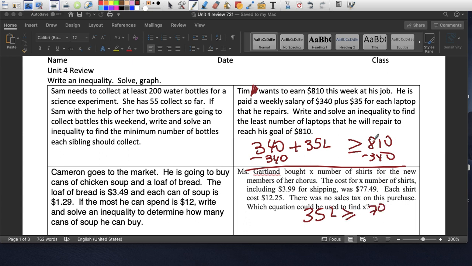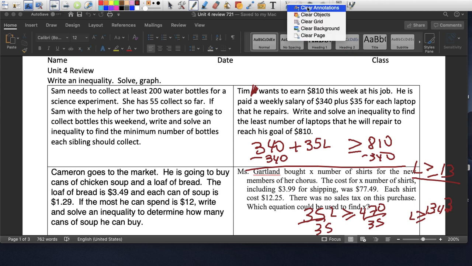11 minus 4 is 7, and then 7 minus 3, 470. Divide both sides by 35. The minimum number of laptops that he has to fix is 470 divided by 35, which equals 13.42 and so on. If you round it to the nearest hundredth, it's going to be 13.43. You can't fix 13.43 laptops. Your actual answer for the number of laptops he needs to fix is at least 13 or over. Okay.